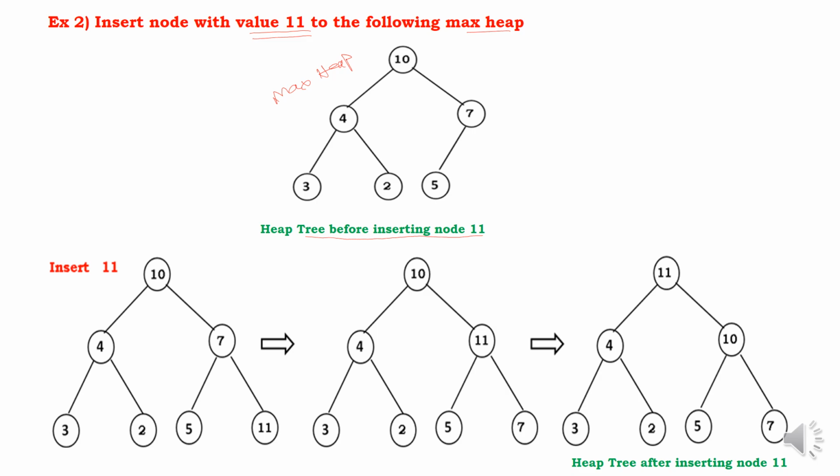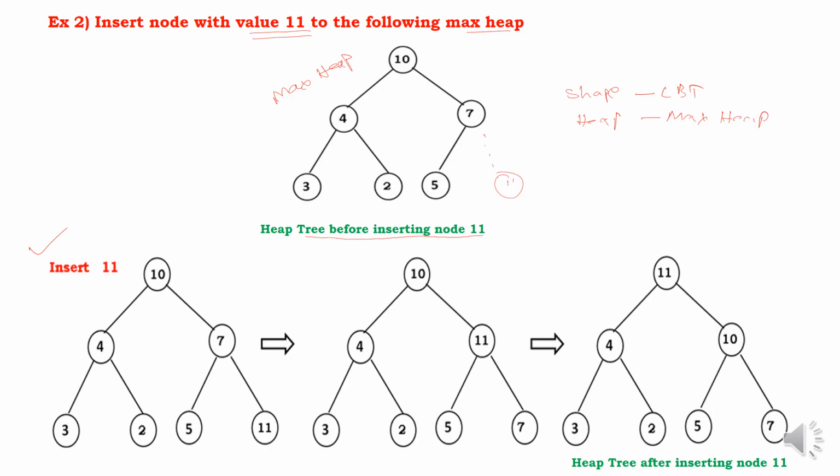So it satisfies shape property, heap property. Shape is complete binary tree and heap is max heap. Parent is greater than children. Now insert 11. There is a possibility of inserting 11 at the right end of 7. So you may insert 11.